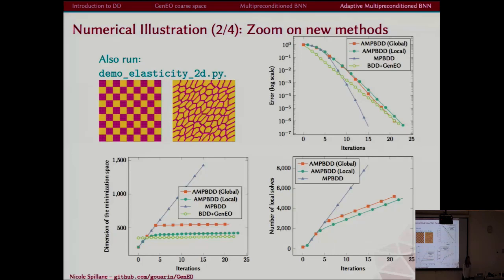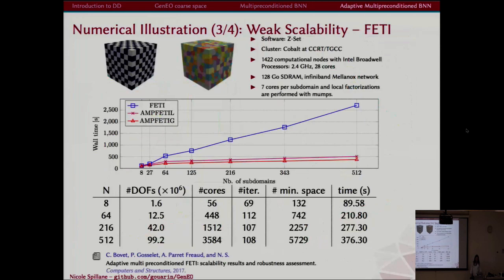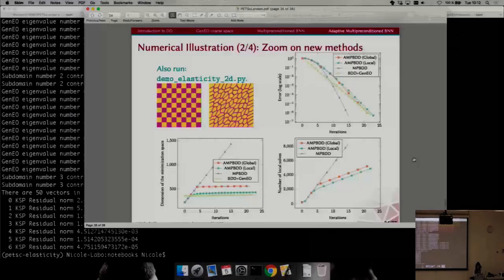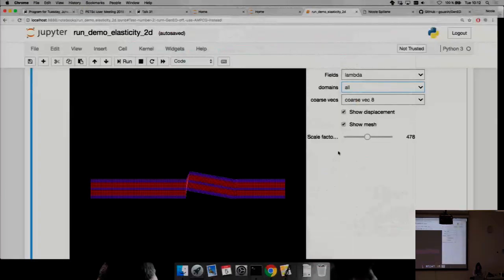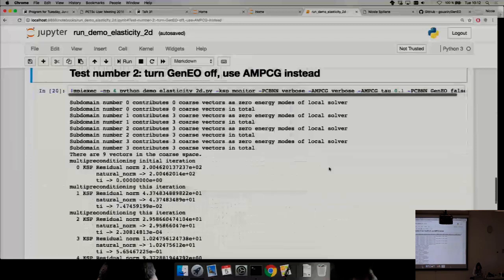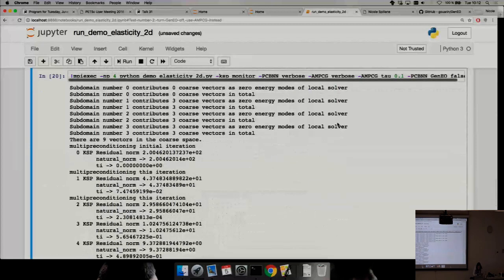And this doesn't show very much in the convergence compared to the fully multi-preconditioned algorithm. So the adaptive process seems to be doing its job. So now I have a few more tests, but I just want to show you that this is also in the code. So this is the same problem as previously.